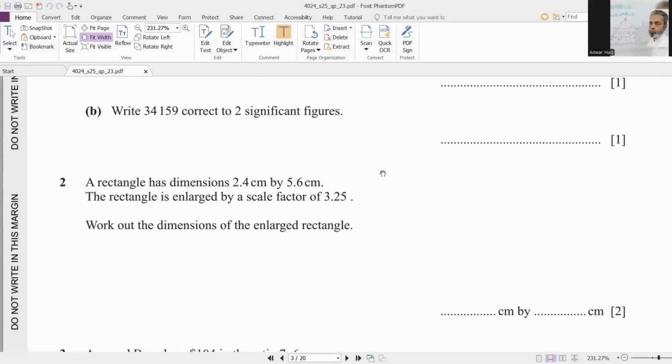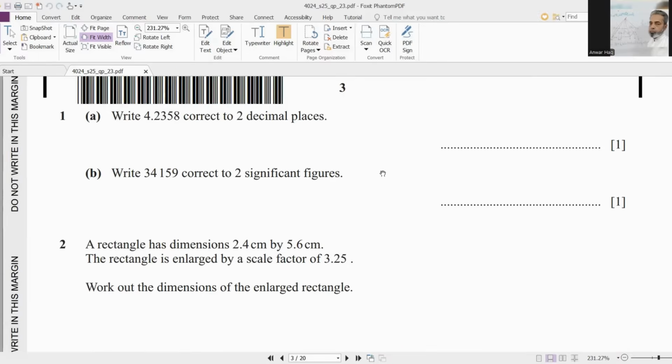Now look at this question. Question one. Write 4.2358 correct to two decimal places. Two decimal places. This will become 4.24.